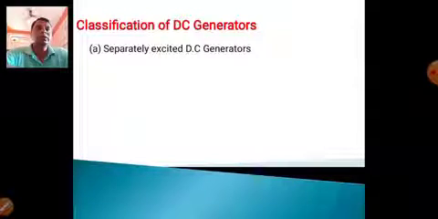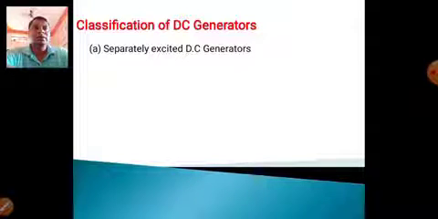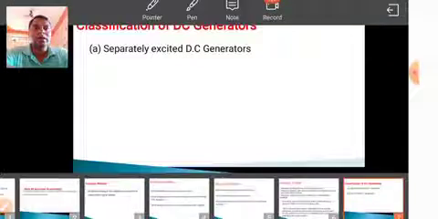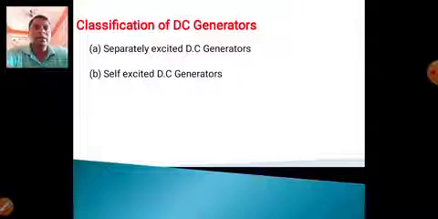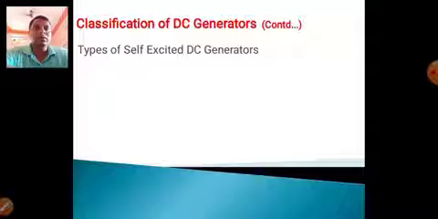Right? What is the classification of DC generators? Here it is called the separately excited DC generator. Separately excited means the armature winding is separate from the field winding. Both are separate, so it is called a separately excited DC generator. And next, self excited, where the generator excites itself automatically. These are the different types of self excited DC generators.